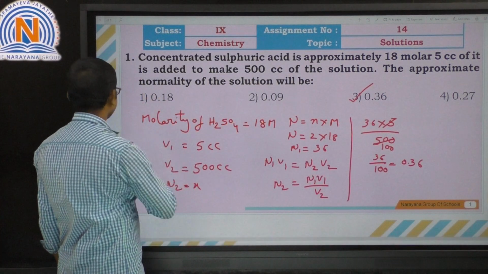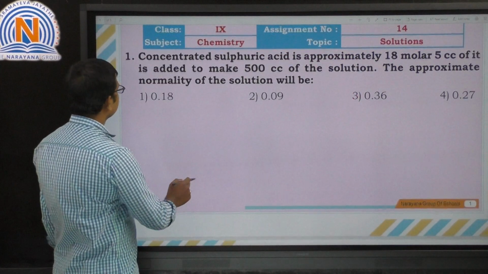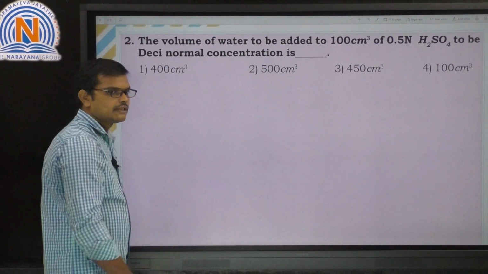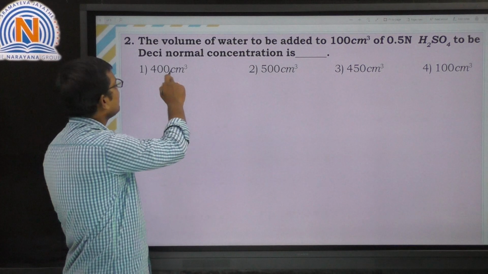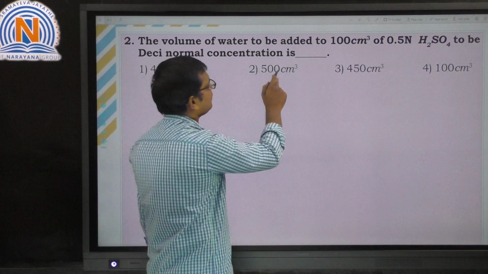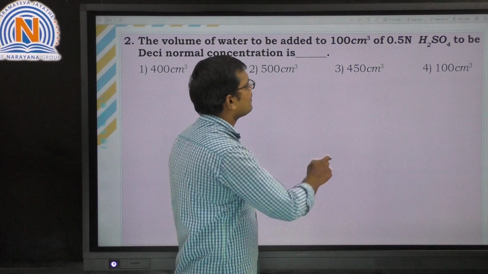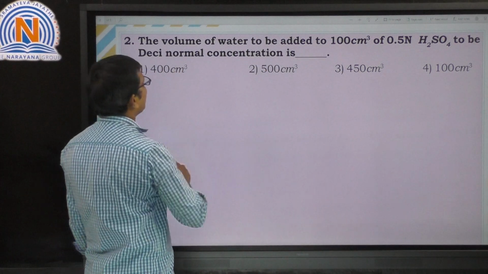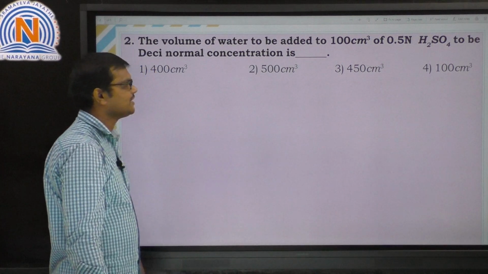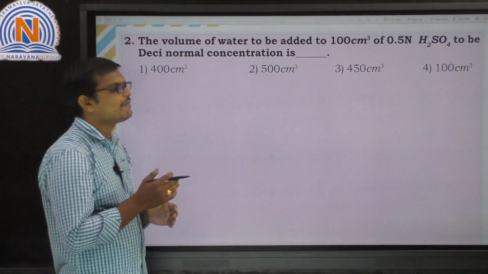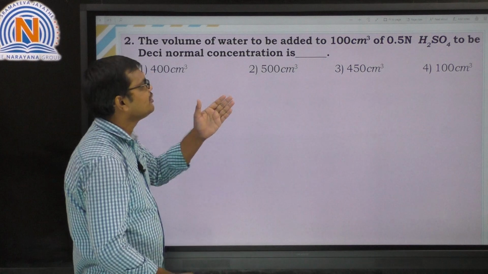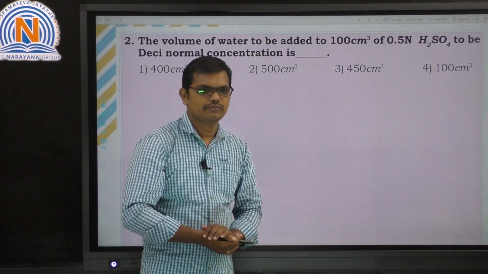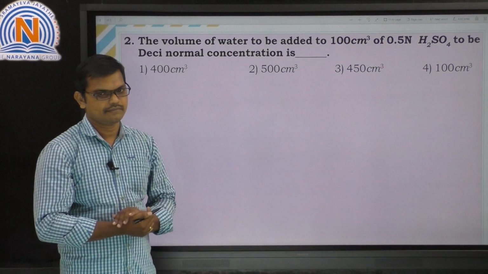Next question. See, what is the next question? The volume of water to be added to 10 cubic centimeter of 0.5 normality of H2SO4 to get the decinormal concentration is. So how much amount of water is to be added? From 0.5 normal to 0.1 normal.